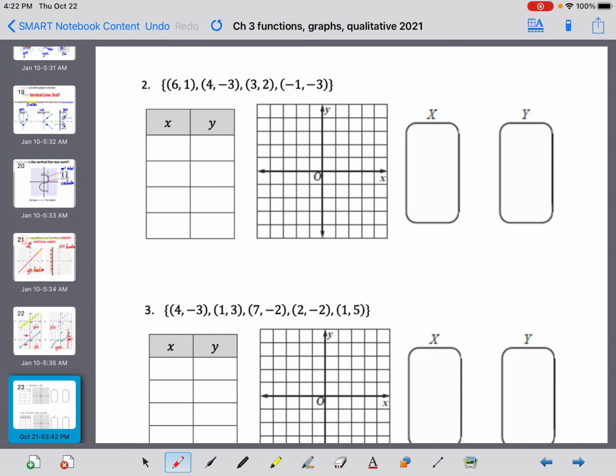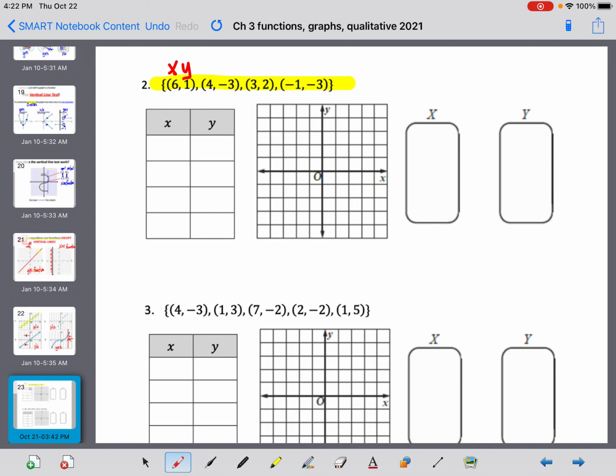Okay, last but not least, we want to be able to create a data table, a graph, and a domain and range map, or an XY map, from a set of data. I've given you some data up here. Here's our data. And we want to be able to create a table, a graph, and then a domain and range map. So let's start with just the table of values, right?